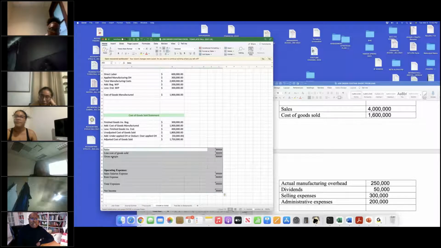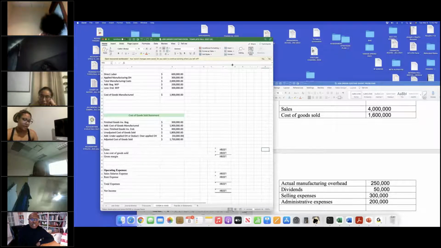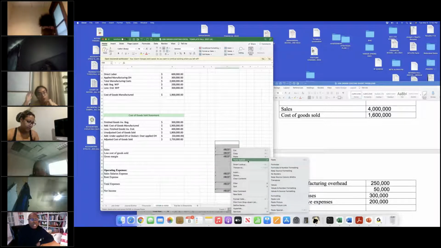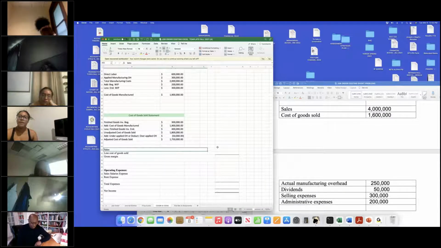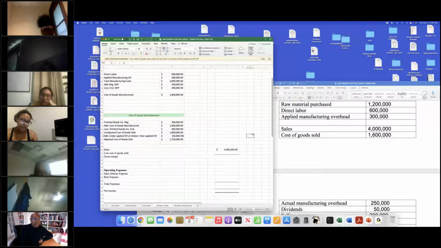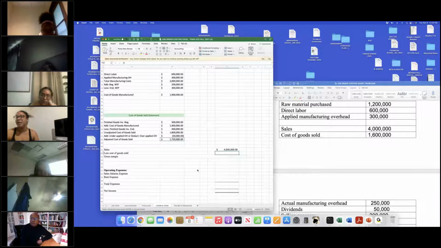All right, do me an income statement. Sorry. Sales would be at like 4 million. That's what it says. So the sales, come over here, 4 million. What are we going to do next? Sales is 4 million. We have a cost of goods sold. 1.6. Same number comes here. So what's our gross margin?